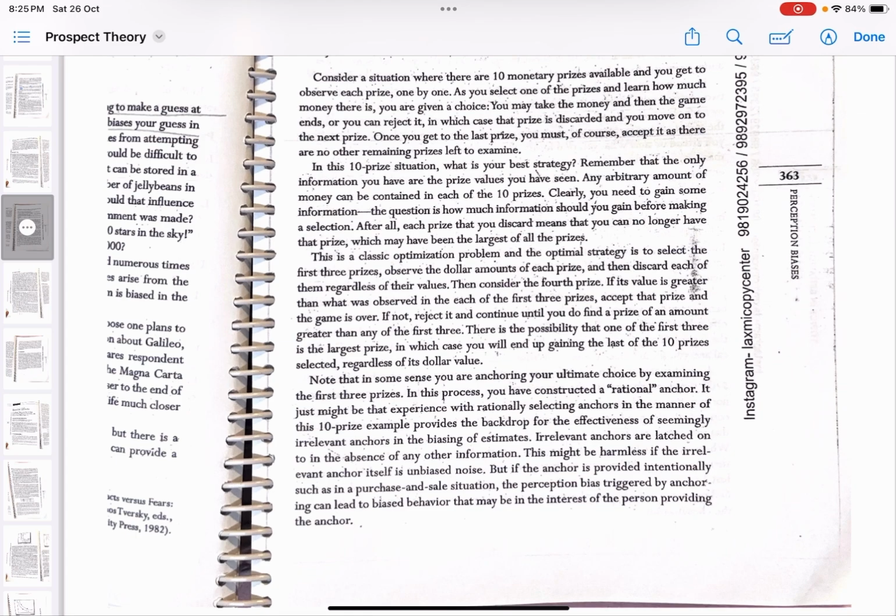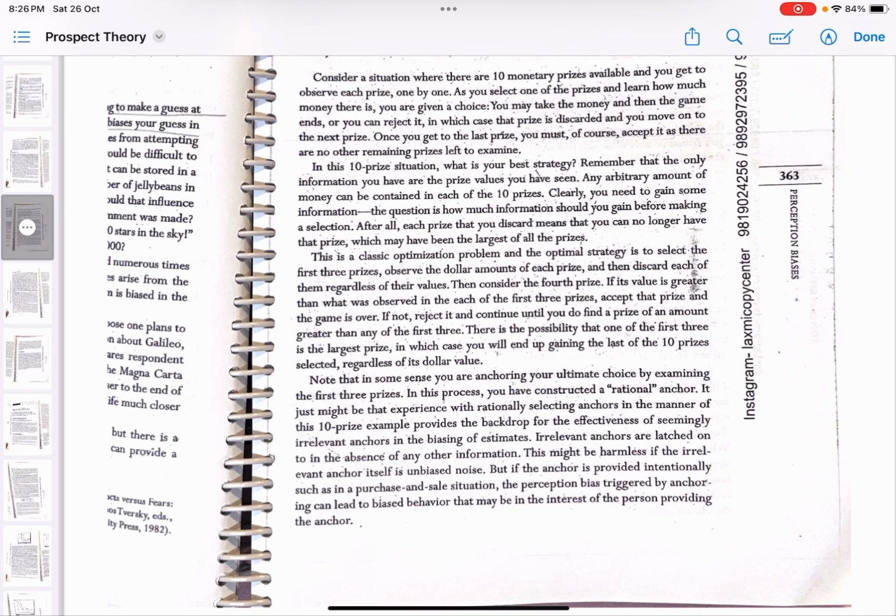This is a classic optimization problem, and the optimal strategy is to select the first three prizes, observe the dollar amounts in each prize, and then discard each of them regardless of their values. Then consider the fourth prize. If its value is greater than what was observed in each of the first three prizes, then accept the prize, and the game is over. If not, reject it and continue until you do find a prize of an amount that was greater than what you saw in the first three prizes. That is how people will do, right? That's the way you are going to make a decision, right?